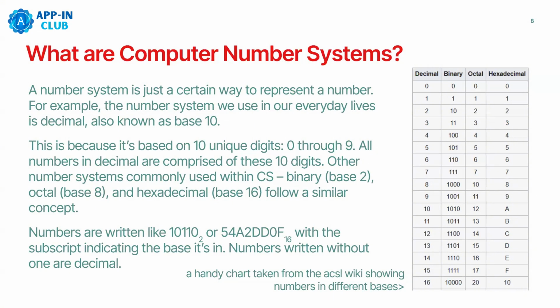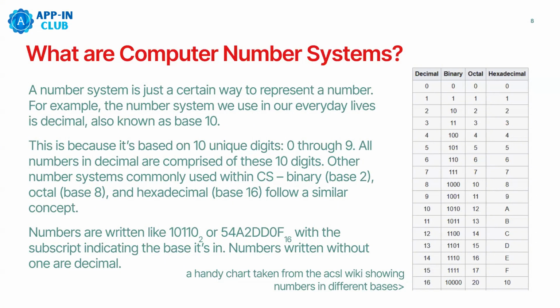When you reach 10, you're piecing together 1 and 0 together. It's consistent reuse of these 10 digits that form up all of our numbers. Other number systems commonly used within computer science are binary, also known as base 2, octal, known as base 8, and hexadecimal, also known as base 16.